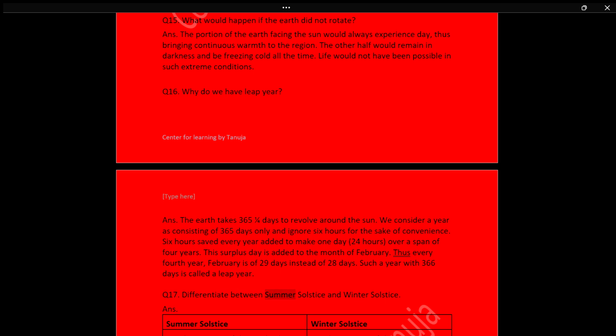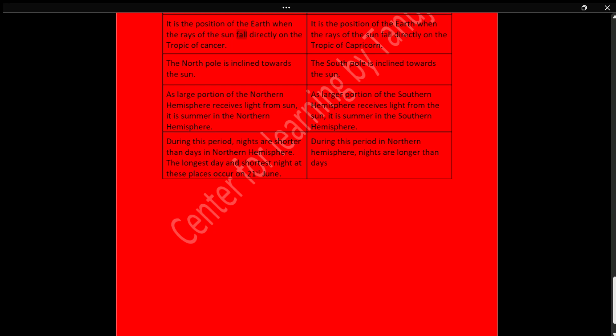Q17. Differentiate between summer solstice and winter solstice. Ans. Summer solstice: It is the position of the Earth when the rays of the sun fall directly on the Tropic of Cancer. The North Pole is inclined towards the sun. As a larger portion of the northern hemisphere receives light from the sun, it is summer in the northern hemisphere. During this period, nights are shorter than days in the northern hemisphere. The longest day and shortest night at these places occur on 21st June. Winter solstice: It is the position of the Earth when the rays of the sun fall directly on the Tropic of Capricorn. The South Pole is inclined towards the sun. As a larger portion of the southern hemisphere receives light from the sun, it is summer in the southern hemisphere. During this period in the northern hemisphere, nights are longer than days.